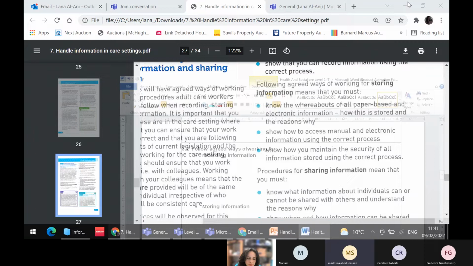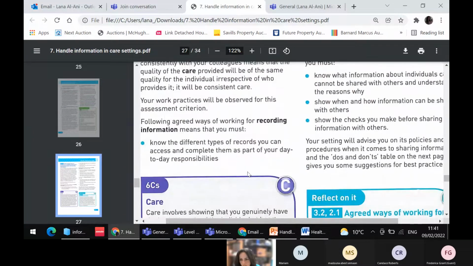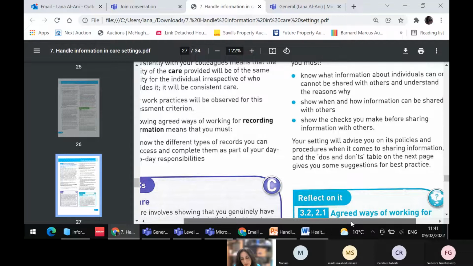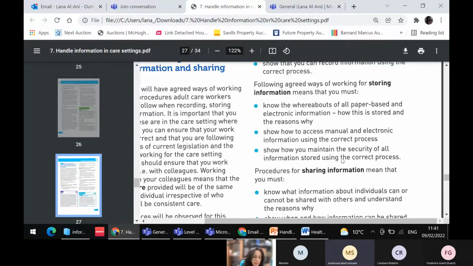To keep the paperwork in a safe place. Is that about storing or recording? Storing. Okay, about storing. You need to talk about yourself because this is a reflective account. You reflect on your work. So just say in the workplace, I need to keep my paperwork safe. Excellent. And I need to keep it in a safe place and the computer safe as well.